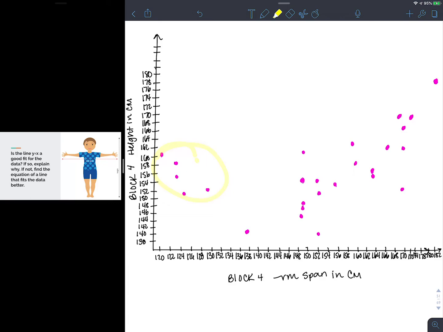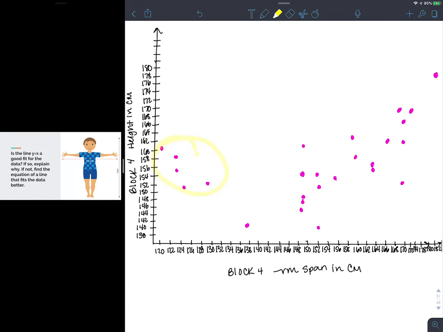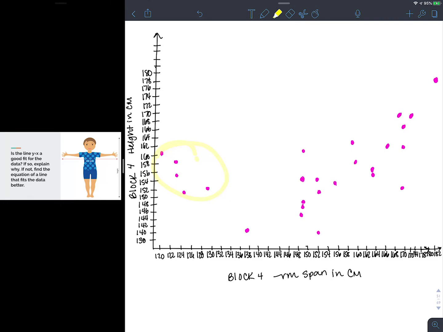Okay. So in just kind of thinking about that, the question then takes us to, is the line y equals x a good fit for our data? If so, explain why or why not. And I would say yes, that the line, I'll write it on here, y equals x, is a good fit.